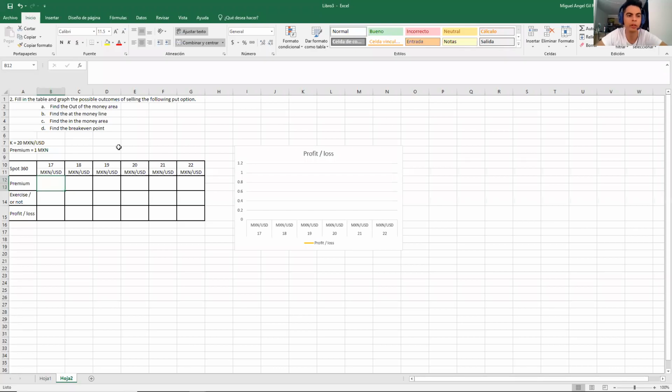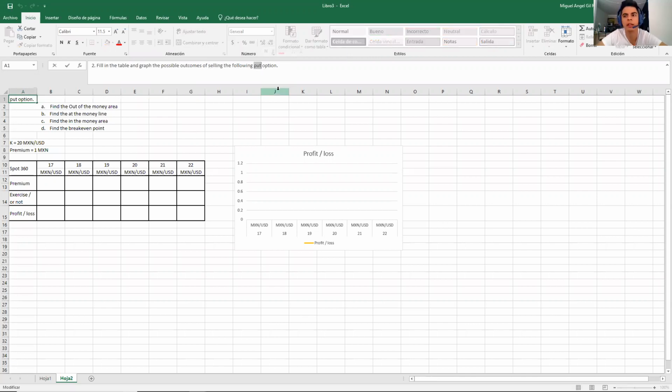So now let's do the second exercise. In here, I need to read and understand what I am being asked to do. Here it is: fill in the table and graph the possible outcomes of selling the following put option. So it is selling, and it is a put. So it is sell a put.